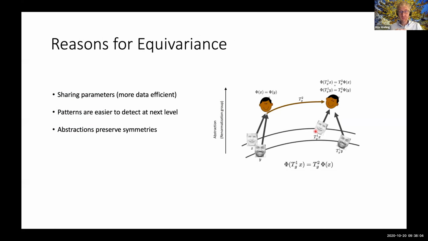So what are the reasons for equivariance? Well, the first thing is that if you take a normal convolution, you can think of that as equivariant under translations. You save an enormous number of parameters, right? Because instead of having connections from all pixels to all pixels, you now only have these small filters which you apply everywhere in the image.